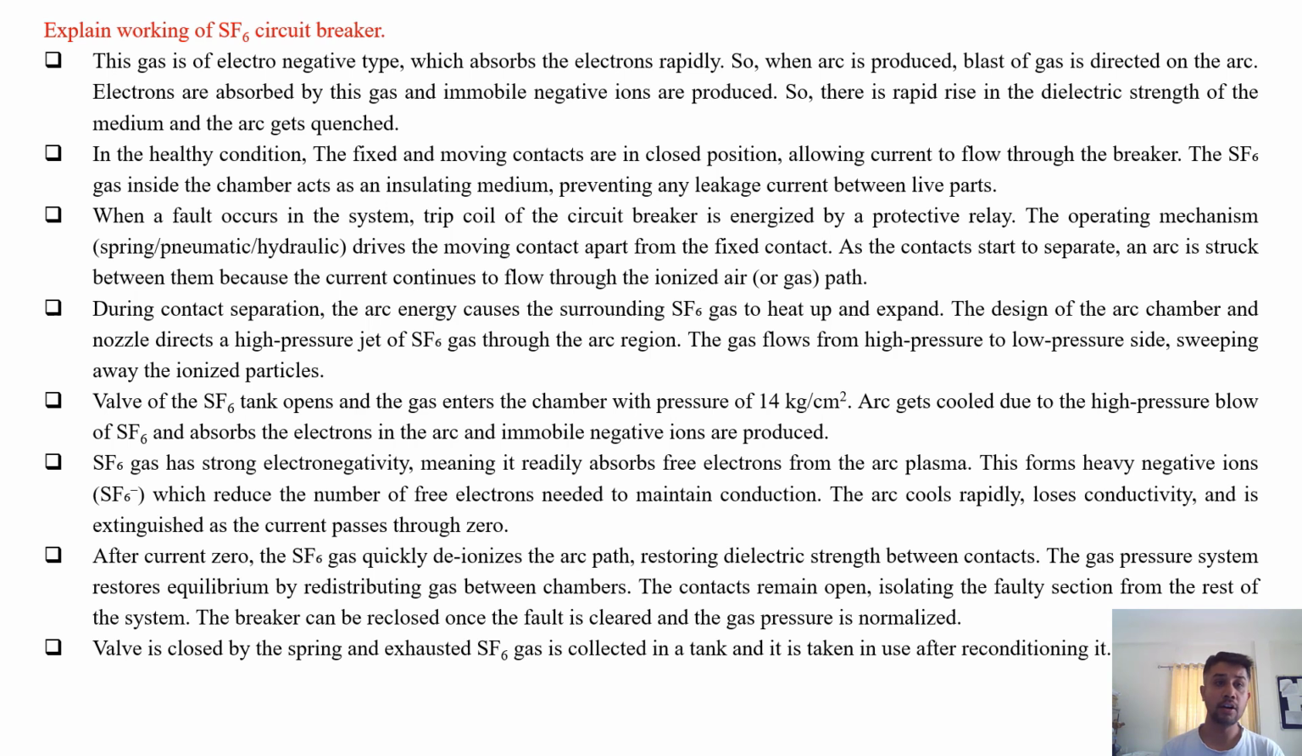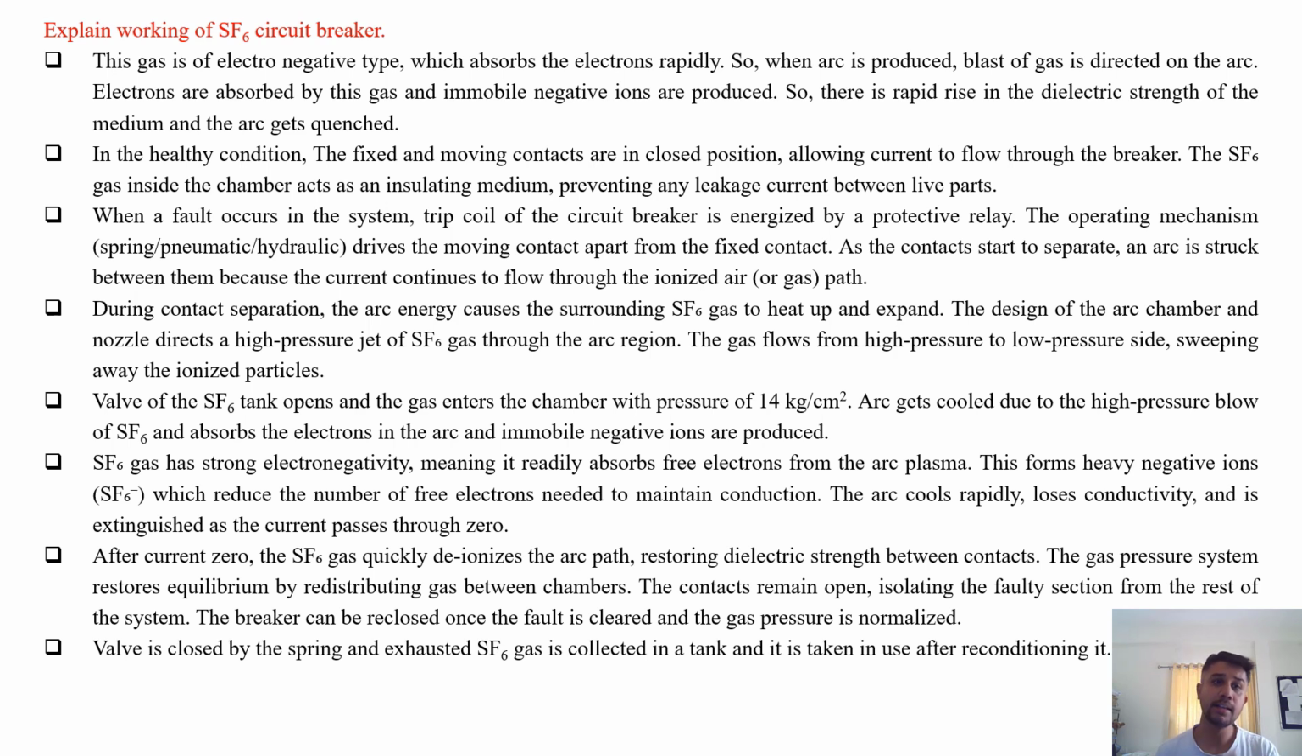Explain working of SF6 circuit breaker. So the SF6 gas circuit breaker is sulfur hexafluoride circuit breaker. This gas is of electronegative type which absorbs the electron rapidly. So when the arc is produced, blast of the gas is directed on the arc. Electrons are absorbed by this gas and immobile negative ions are produced. So there is rapid rise in dielectric strength of the medium and arc gets quenched.